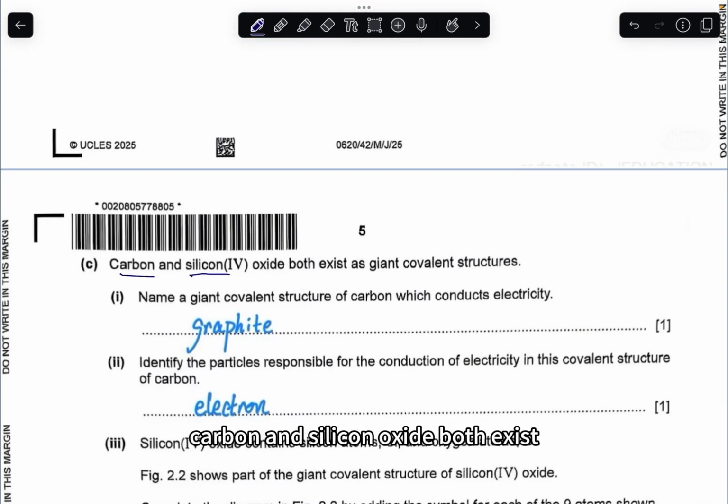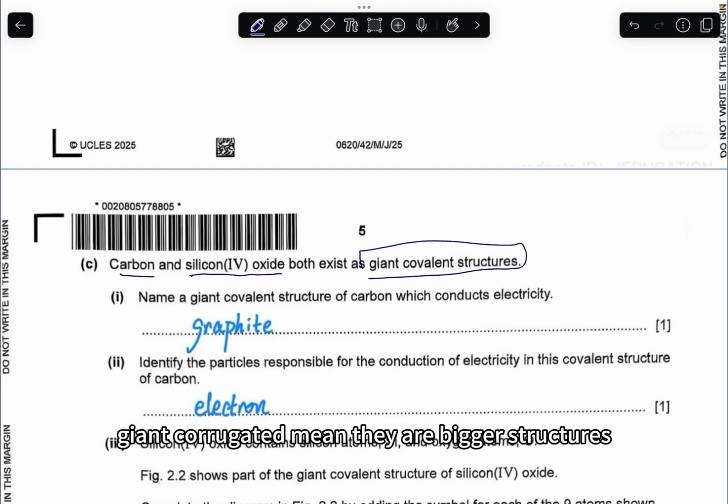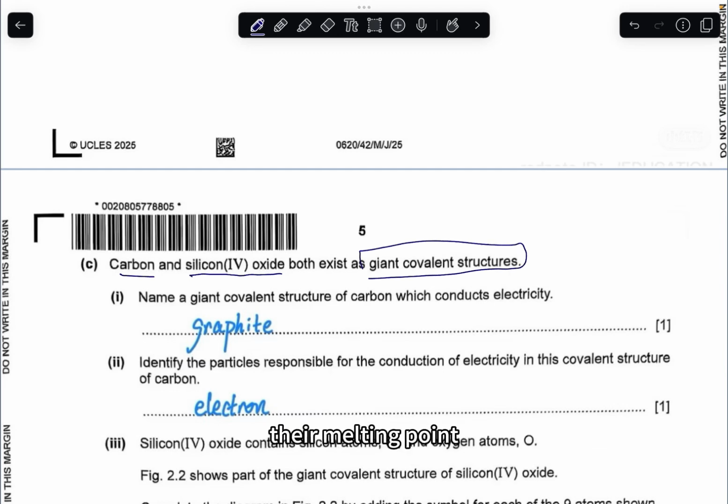Carbon and silicon oxide both exist as a giant covalent structure. Giant covalent means they are bigger structures. Their melting point and boiling point are very high.